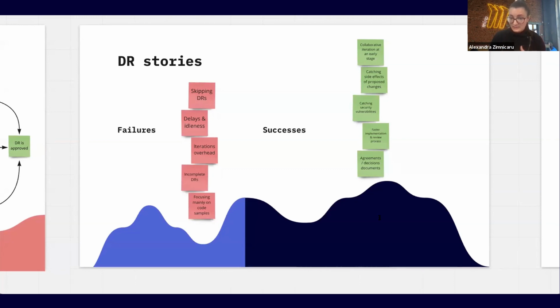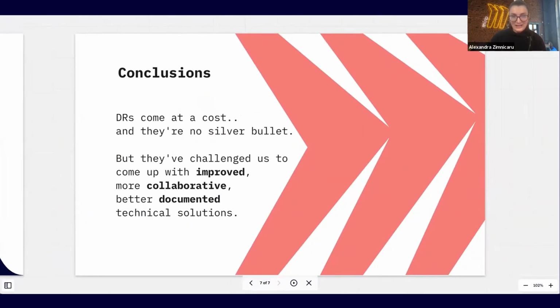And we've also had a positive experience with documenting agreements and decisions. So in conclusion, and this might be more of a common sense conclusion than a revelation in any way, but what we've learned is that DRs come at a cost and they're no silver bullet for our hypergrowth related complexity. But they've challenged us to come up with improved, more collaborative and better documented technical solutions. So at least from my own team's perspective, they are definitely worth the while.